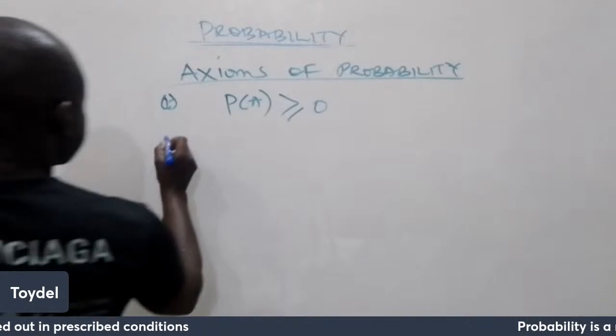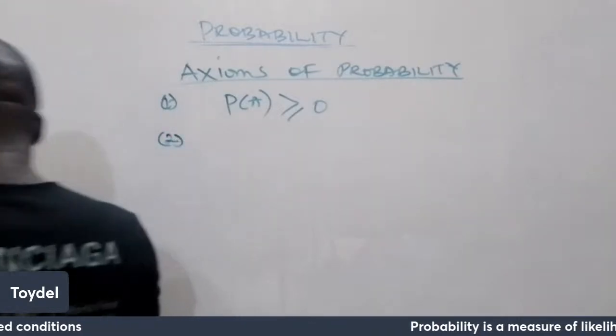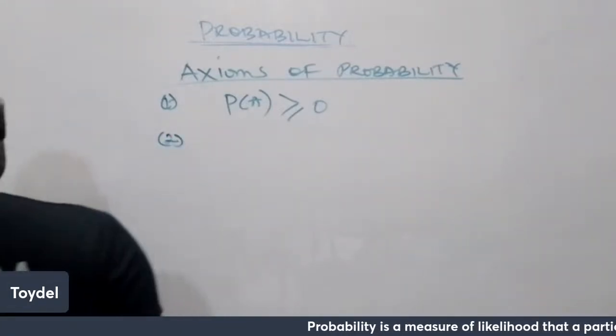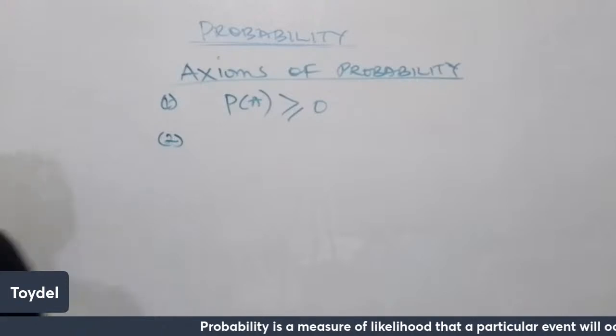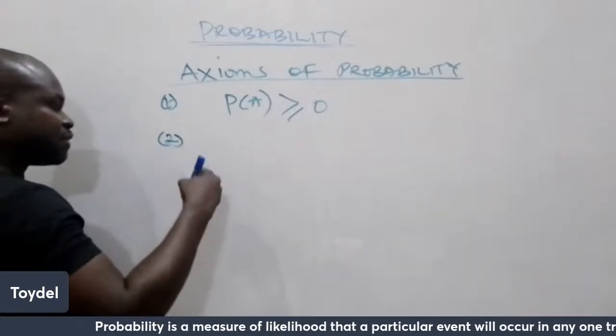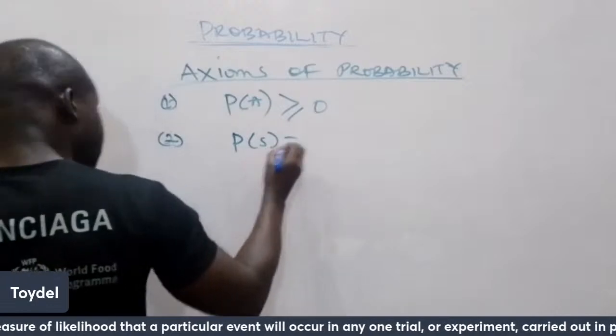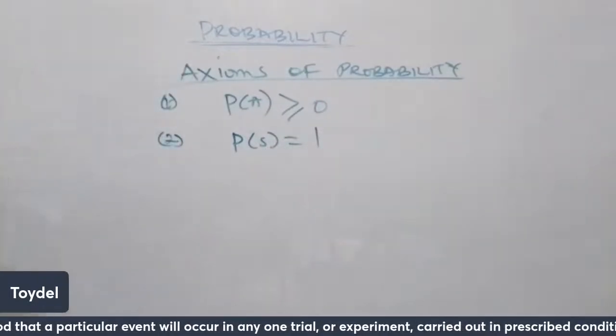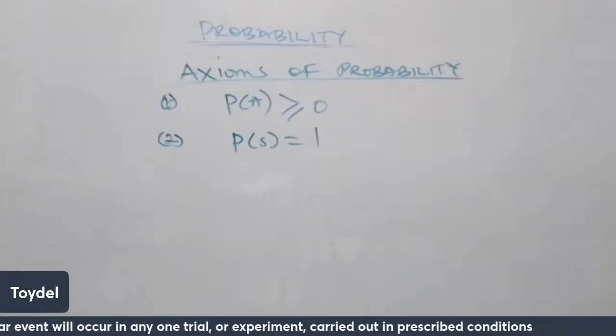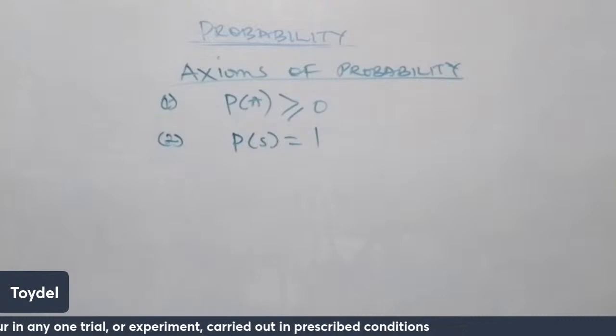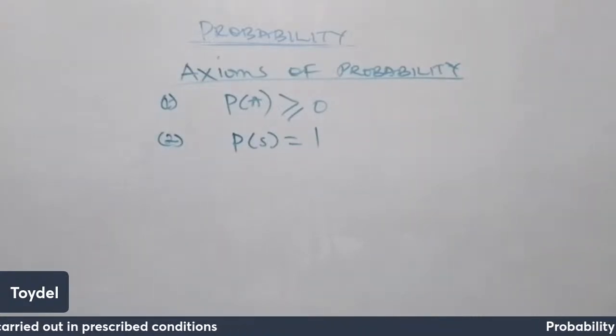Then the second axiom is that for the sure or certain event S in a class, the probability of S is equal to 1. So let's take note that the probability of S is equal to 1. That represents the second axiom.